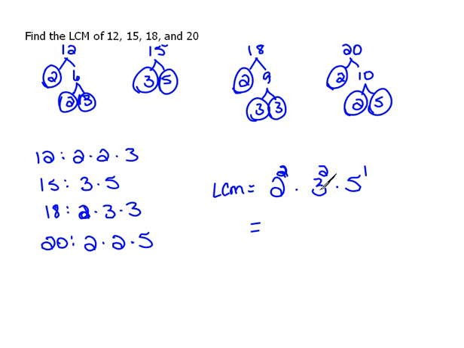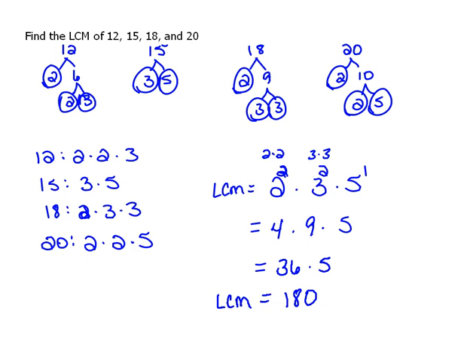And now we simplify. 2 squared means 2 times 2, which would be 4. 3 squared means 3 times 3, which would be 9. And 5 to the first is just 5. So now we have 4 times 9, which would be 36, times 5, which is 180. So our least common multiple for all 4 of those numbers is 180.